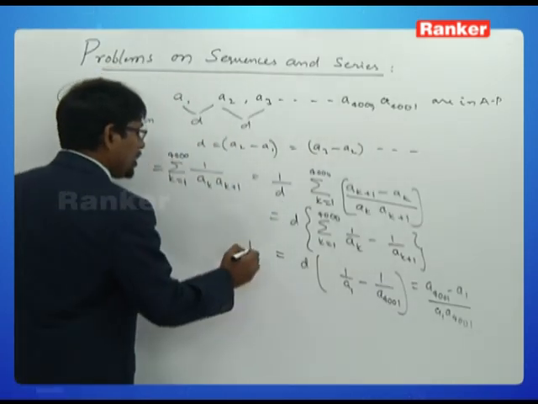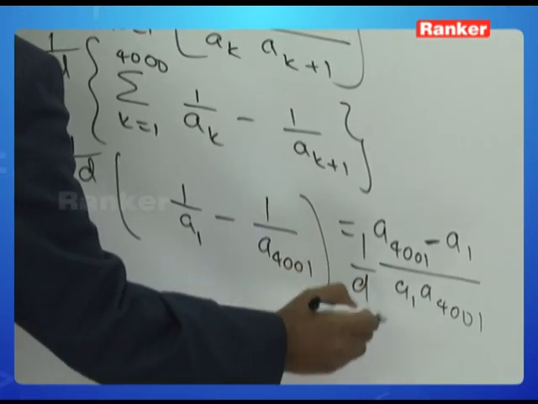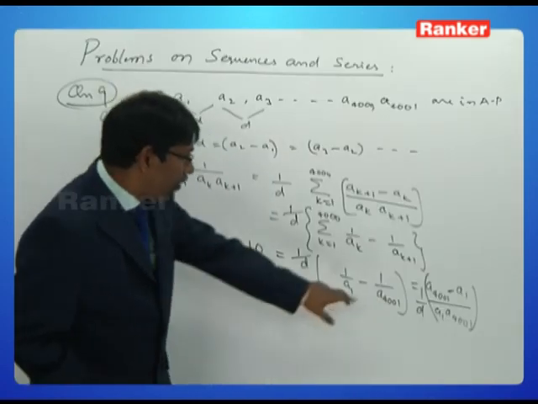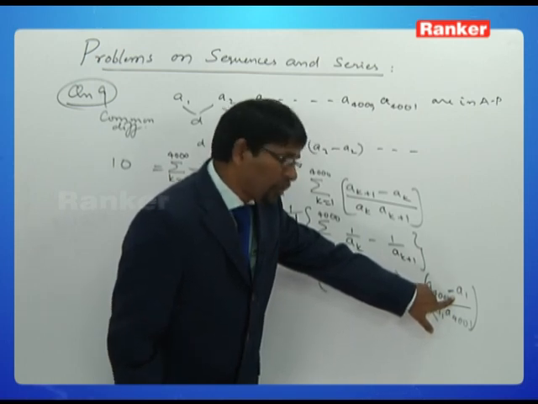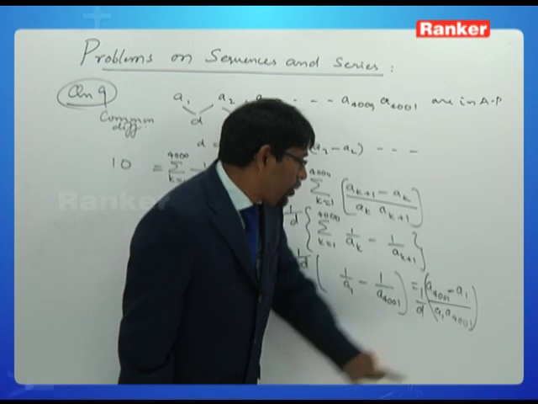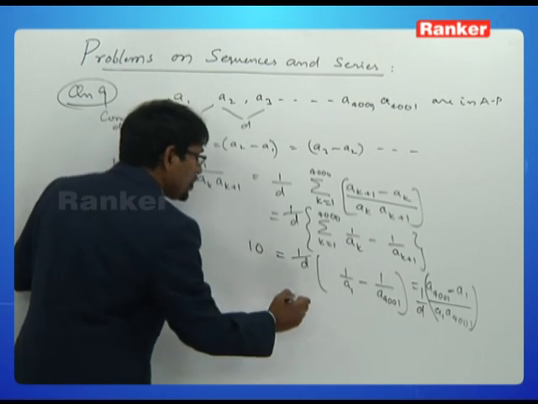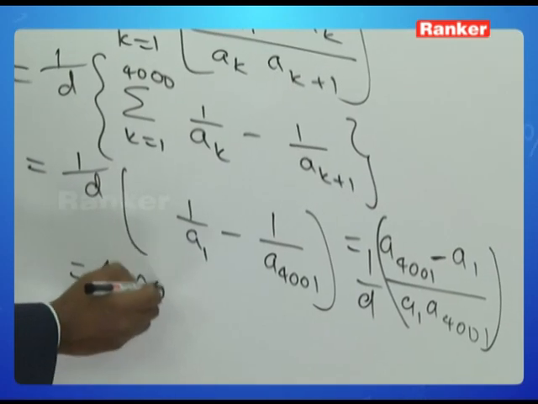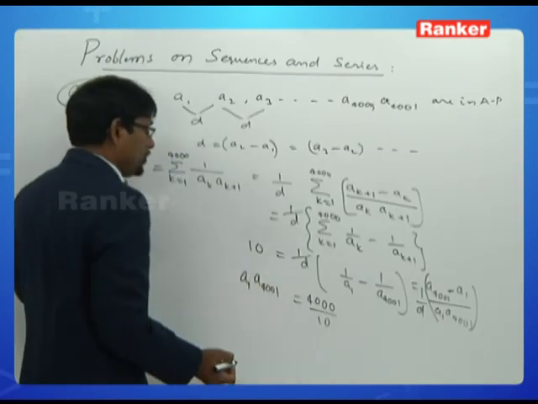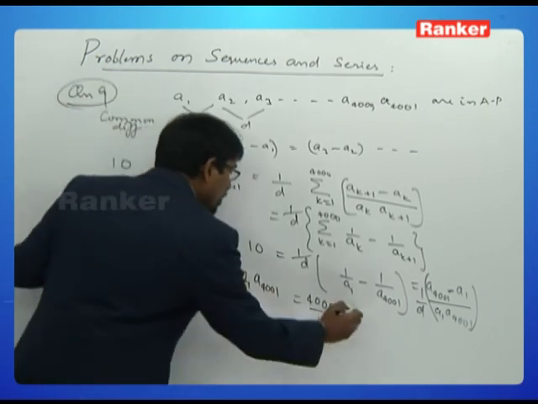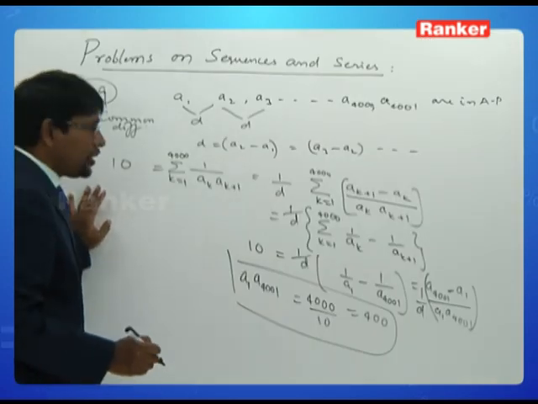Okay, that is 10 for you. There's a 1 by d here, 1 by d here, 1 by d here. So now what is this, a4001? That is the 4001th term. What's the difference between the 4001th term and the first term in the AP? 4000d. So 4000d divided by d, that makes it 4000. So 4000 divided by 10 will be your a1 into a4001. Okay, this is 400. So a1 into a4001, we are finding it to be 400.